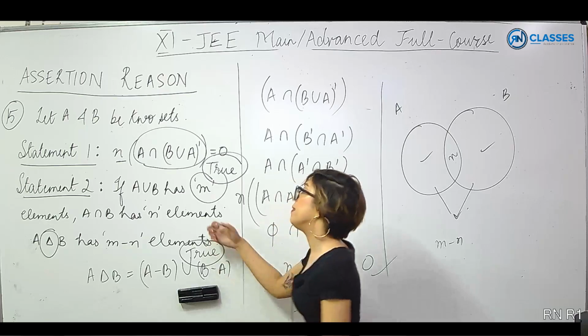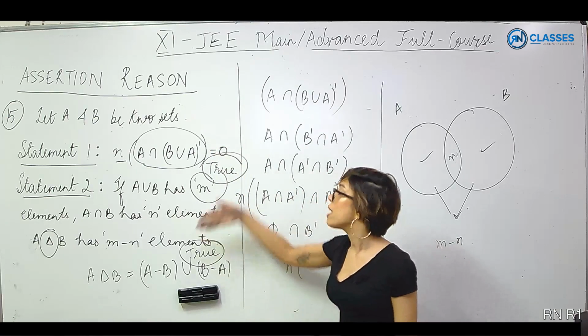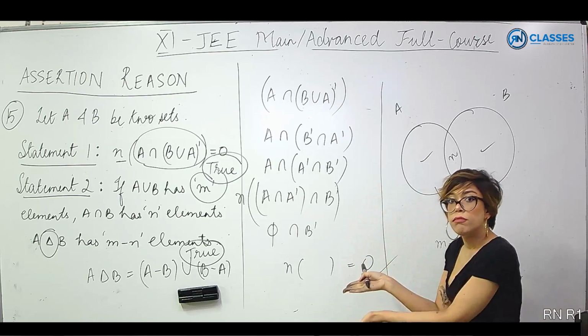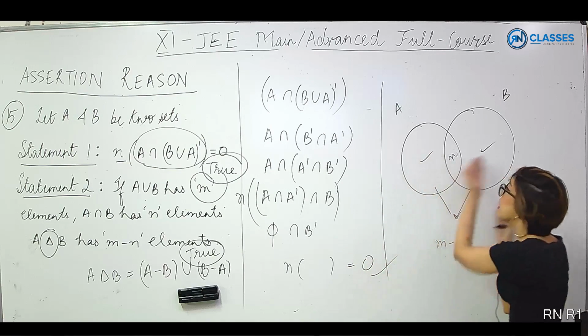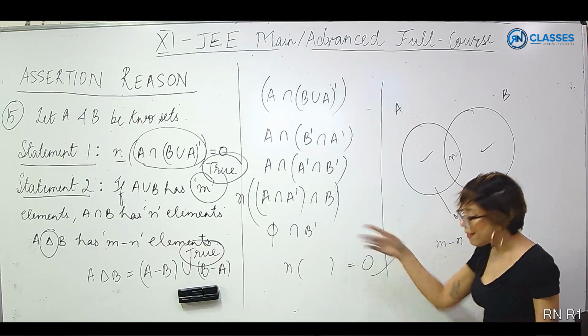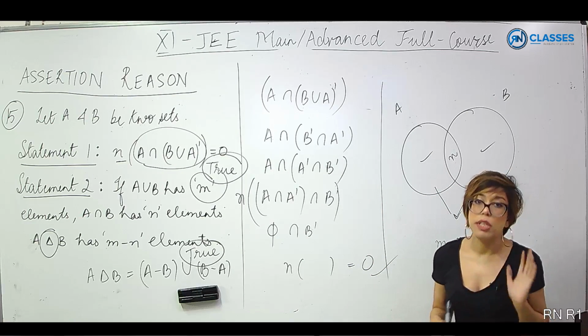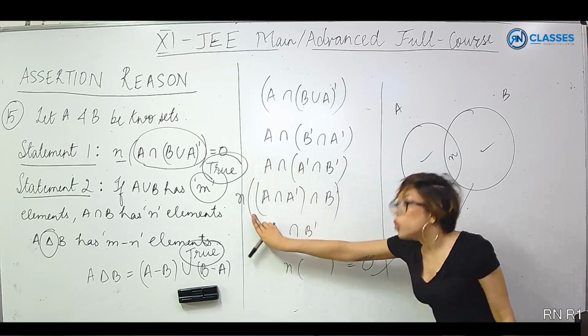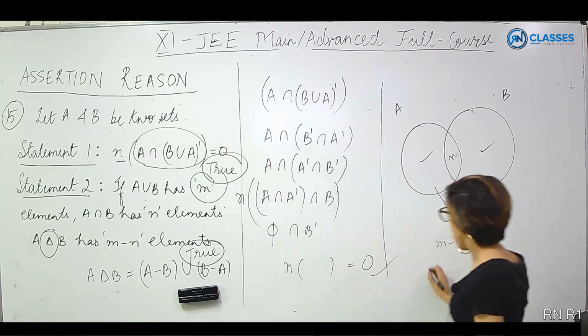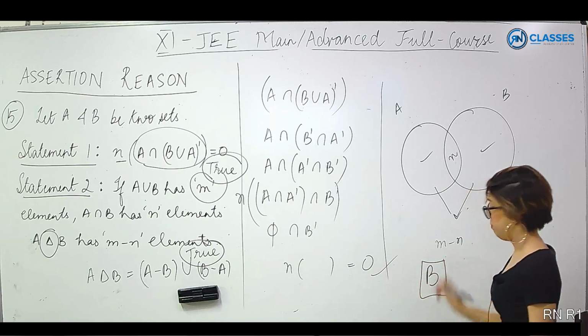Now, let me see whether this explains this or not. Statement 2 explaining statement 1. Here I am talking about these elements. Here I am applying properties and De Morgan's law. Do you think this explains this? Answer is absolutely not. So both of these are true, but this is not explaining this. That is why option B is the correct one.